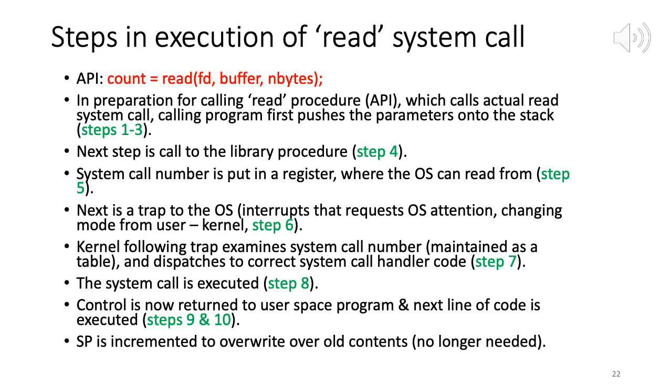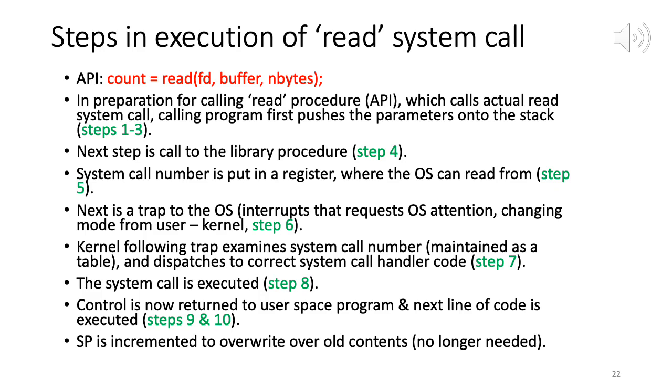Next we have a trap, a kernel crossing. We interrupt the kernel; we need its attention. Now we move from user to kernel mode, step 6. The kernel following the trap examines the system call number, which is maintained as a table data structure. Looking at the system call number, it determines it's for the read system call, and it dispatches to the correct system call handler code. The system call handler has the code for the read system call, which is executed in kernel mode, step 8.